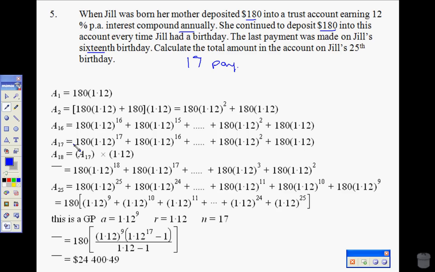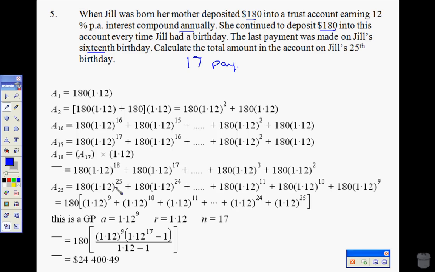Then in the 18th year, after 18 years, this amount is just multiplied by 1.12, and that goes through until the 25th birthday. So after A17, it just keeps earning the 1.12 until her 25th birthday. So after 25 years, the statement looks like that. There's the last payment, and there's the first one that was put in.